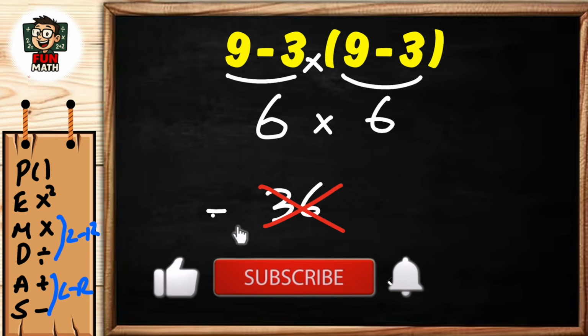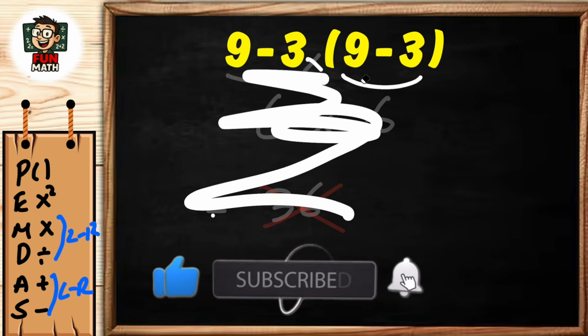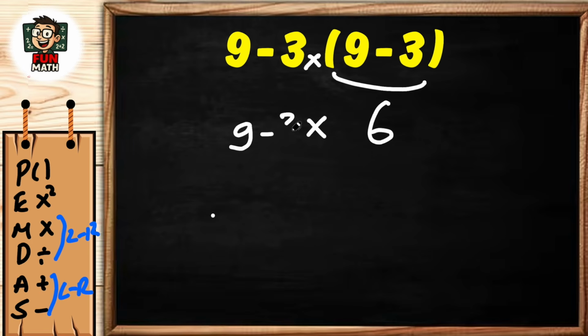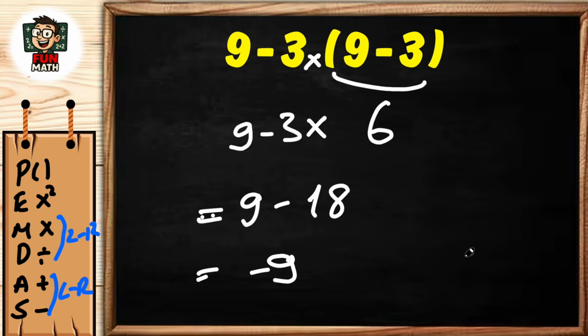Let's apply this rule to our question. First, parentheses: 9 minus 3 equals 6, with hidden multiplication. Now, multiplication: 3 times 6 equals 18. Finally, subtract: 9 minus 18 equals negative 9. We solved the question in detail.